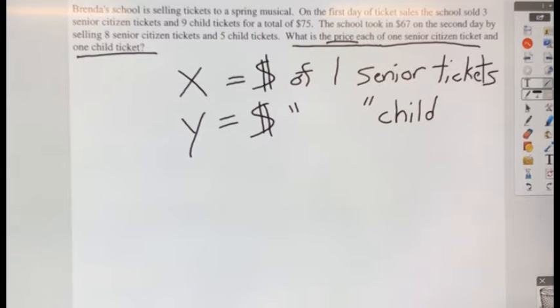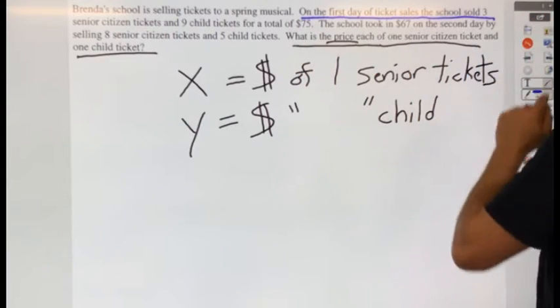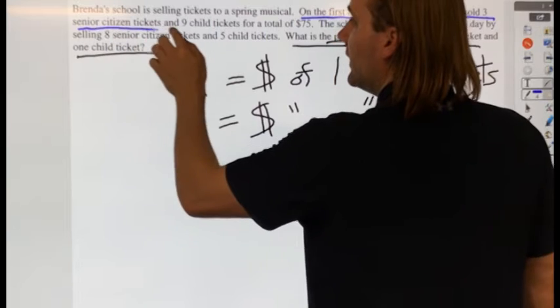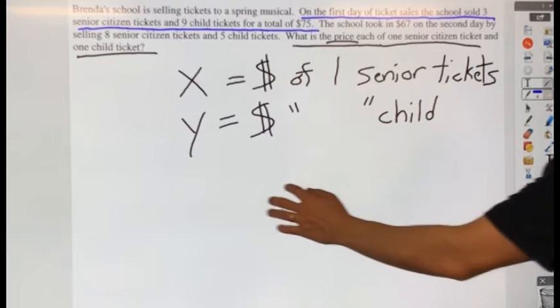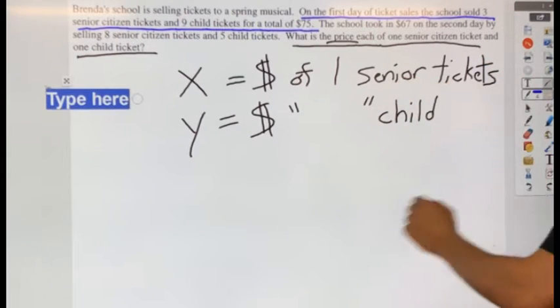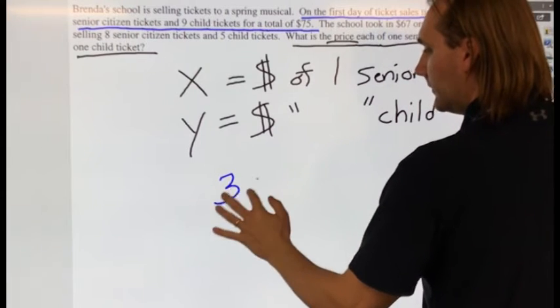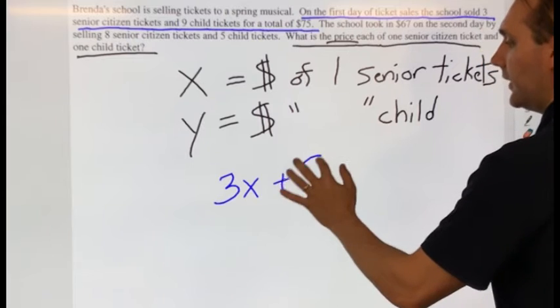Okay. So there's my X and Y. Let's look for our equations to write. First sentence here: the first day, the school sold 3 senior citizen tickets and 9 child tickets for $75. What does that equation look like? 3x plus 9y.